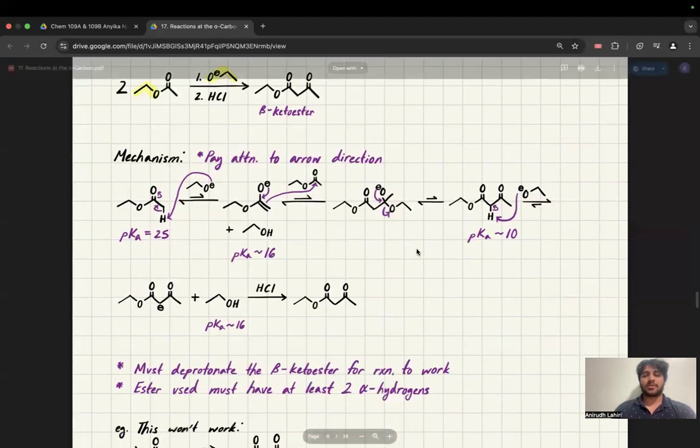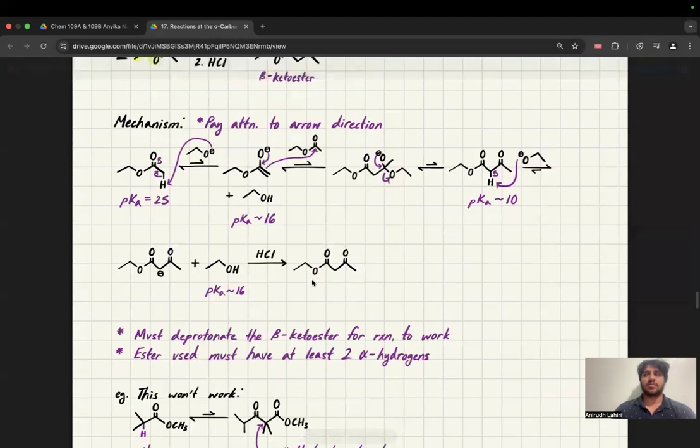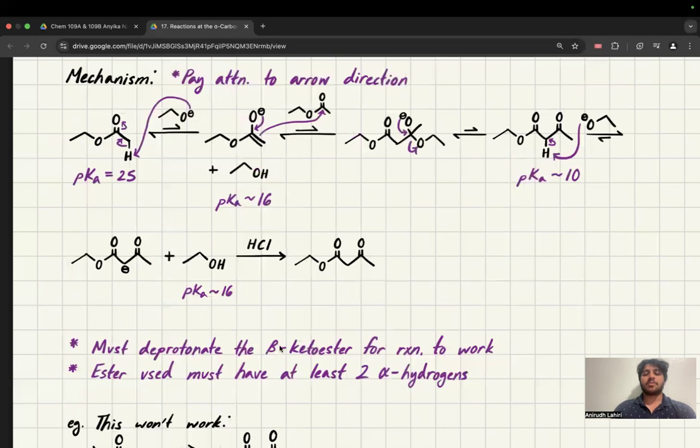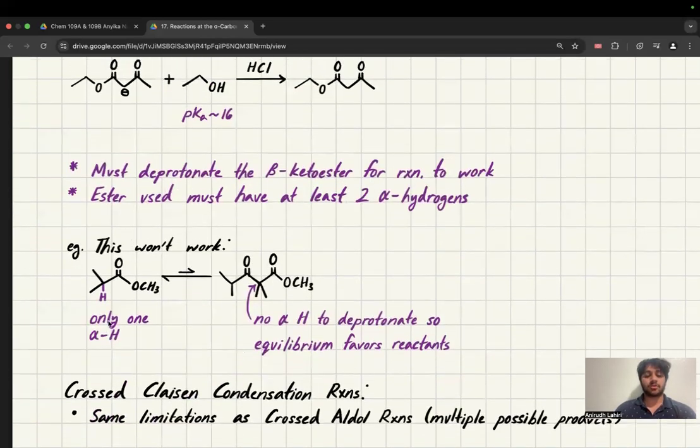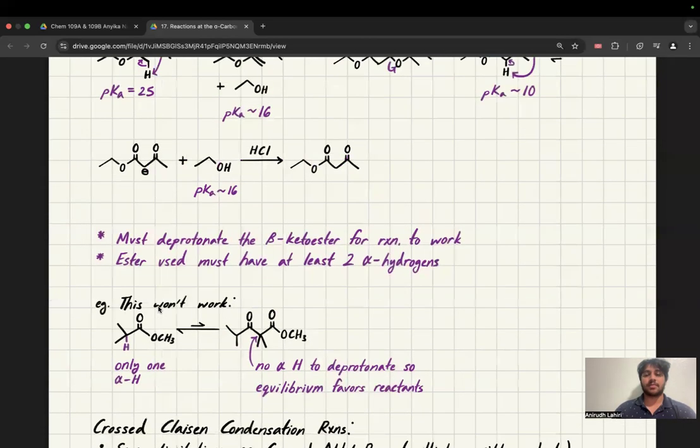Okay, again, it's one of those things where you can predict the product properly, but mechanistically, you want to make sure you think about it in this way. We must deprotonate the beta ketoester for the reaction to work. So the ester must have at least two alpha hydrogens, right? So we have a deprotonation here, and at the same position, we have another deprotonation. So we had three alpha hydrogens on this position, but you need at least two. This will not work. This only has one alpha hydrogen, which means that there's no alpha hydrogen here to deprotonate, so the equilibrium will actually favor the reactants, right?